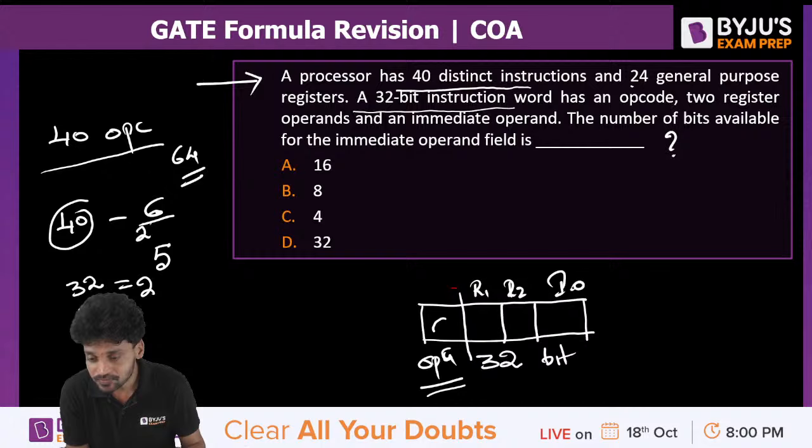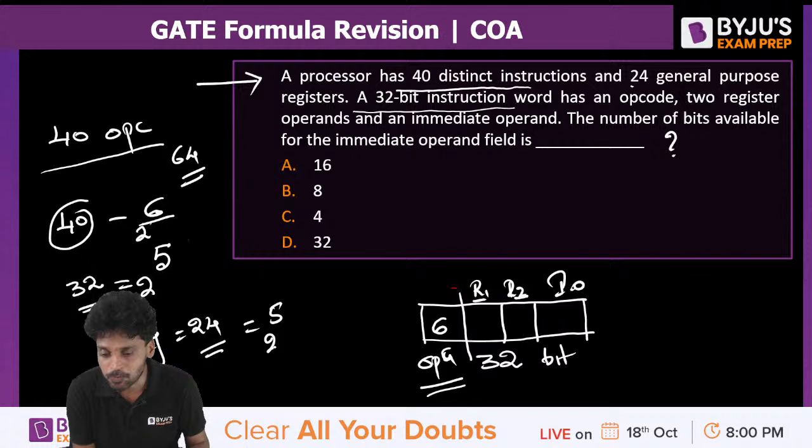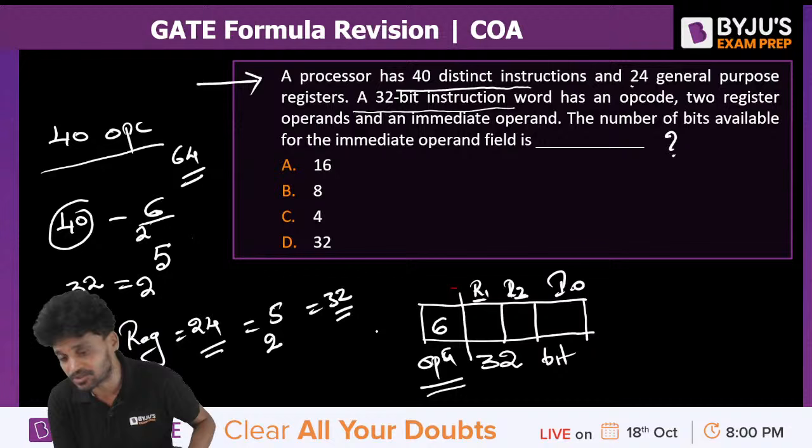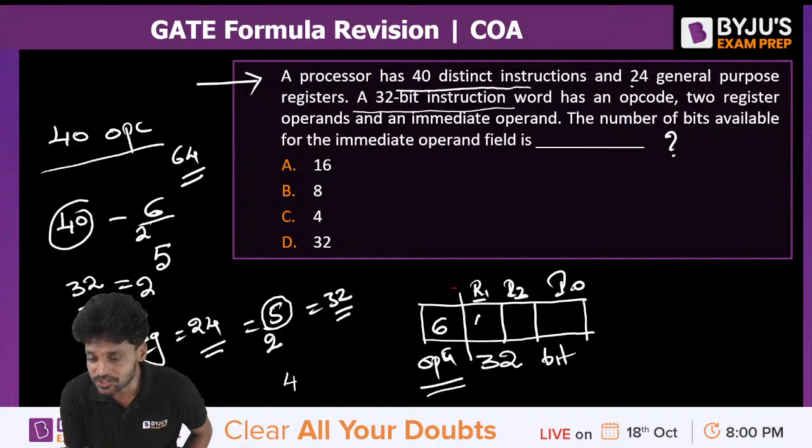Okay, R1 and R2. The number of digits for a register field depends on the number of registers in the system. The number of registers is equal to, according to the question, 24. In order to represent 24 registers, I require 5 bits because 2 power 5 is equal to 32. I will be able to represent a maximum of 32 registers if I have a 5-digit register field. If I have only a 4-bit register field, then I will be able to represent a maximum of only 16 registers. So, 5 digits here, 5 digits here.